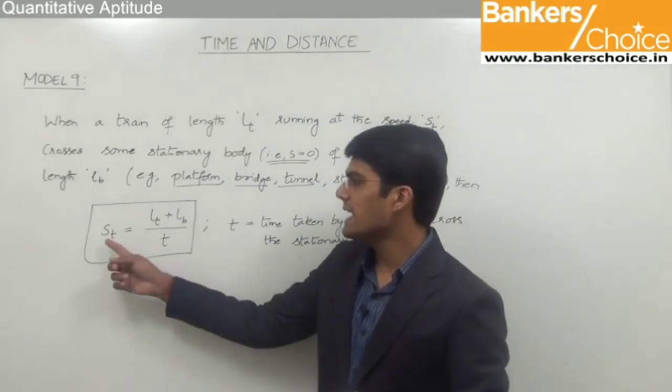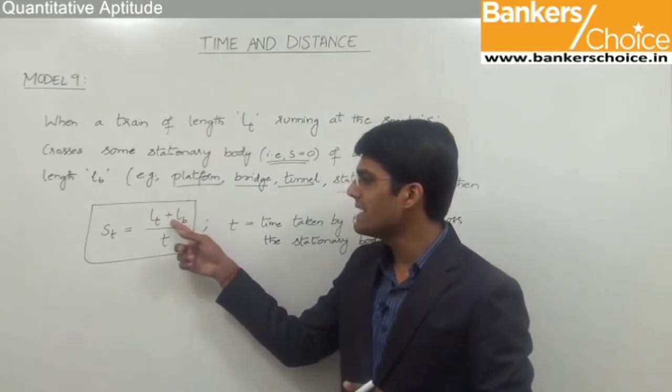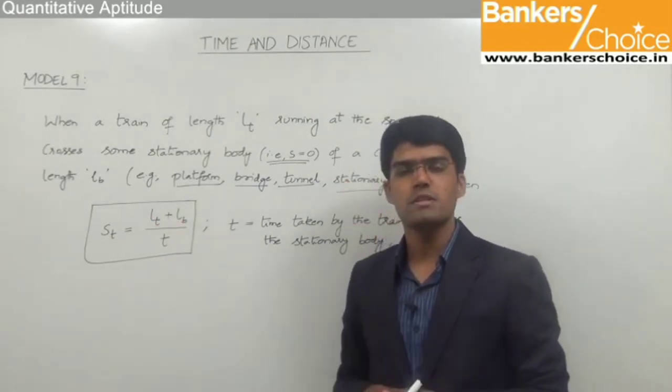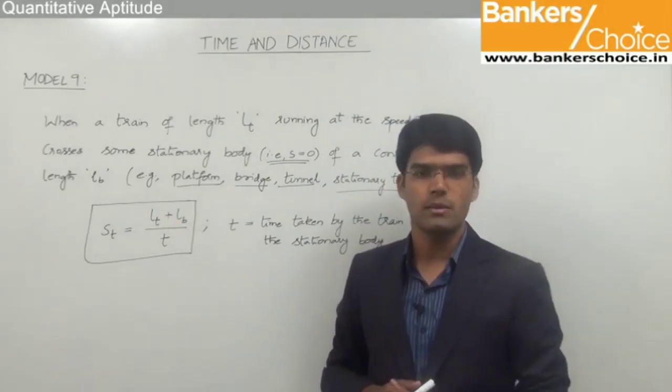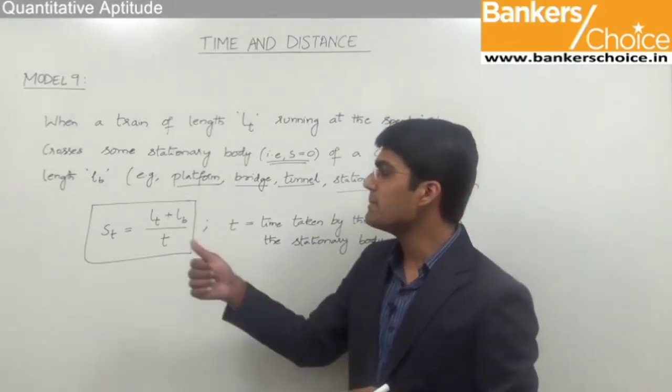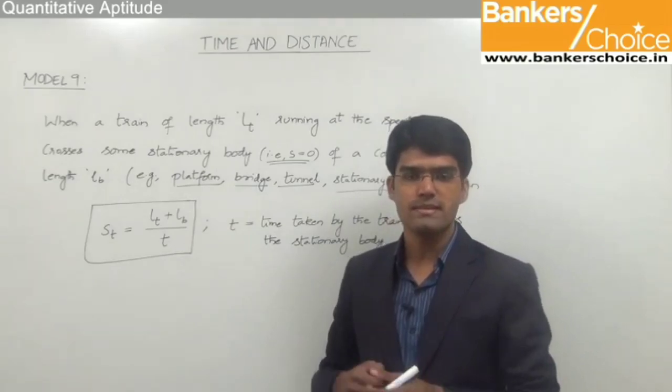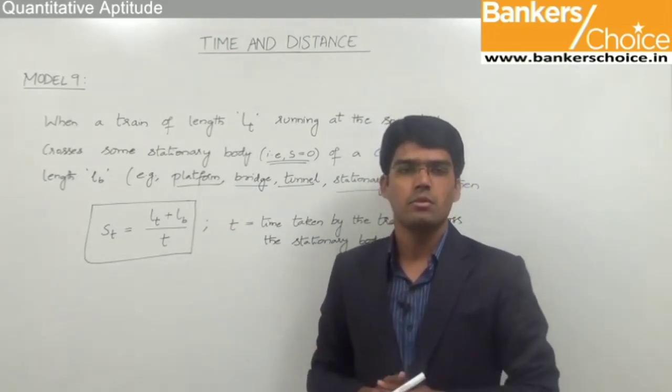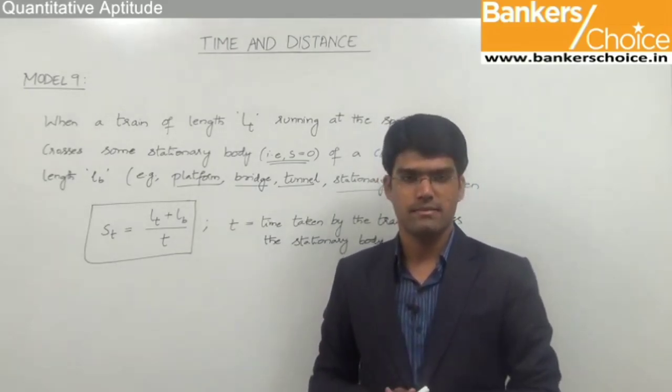So we find here that there are 4 variables, St, Lt, Lb and T. So out of these 4 variables, any 3 will be given in the question and we are supposed to find out the 4th one. What we need to do here is simply substitute the values at the proper places, balance the equation and do the calculation to get the required answer.